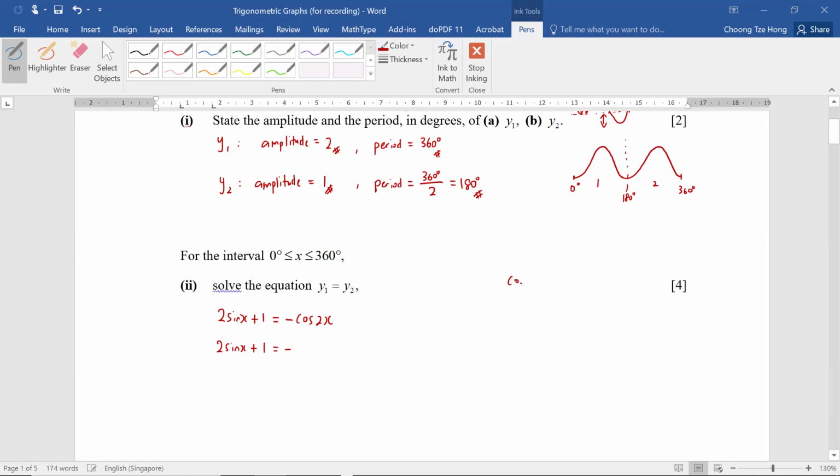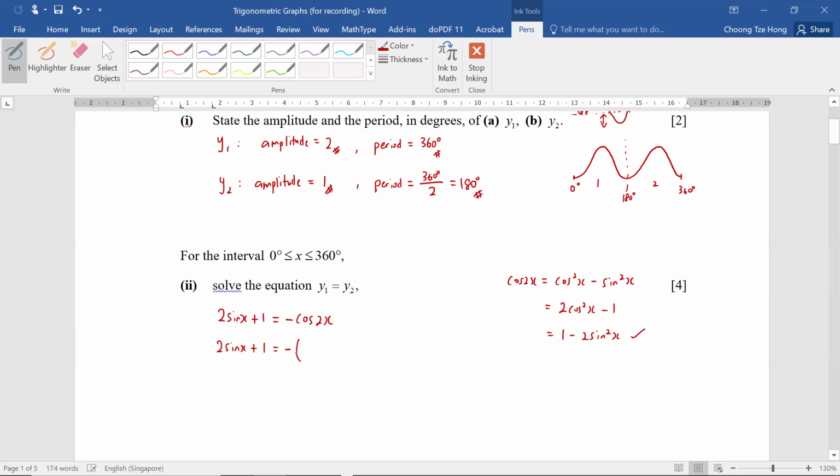Cosine double angle formula, there's three forms. The first form will be cosine square x minus sine square x. The second form will be 2 cosine square x minus 1. And the third form will be 1 minus 2 sine square x. So you've got to decide which form you want to use. Remember in this question, we want to convert everything to just one type of trigo function, which is actually sine. So we will pick this third form.